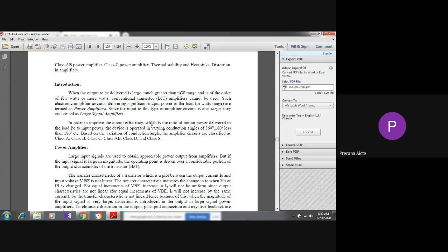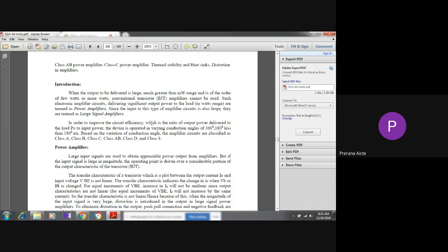Now, in order to improve the circuit efficiency, where efficiency is the ratio of output power to input power, that is the efficiency formula, the device is operated with varying conduction angles like 360 degrees, 180 degrees, less than 180 degrees, like this. Based upon these variations in the conduction angles, the power amplifiers are classified as A, B, C, AB, D, and S. These are the various types of power amplifiers.